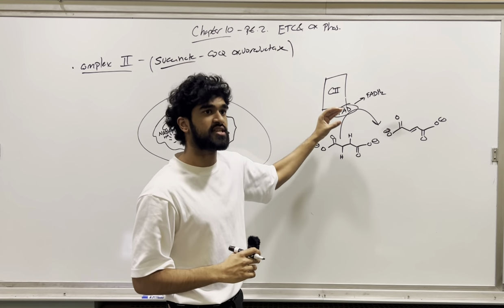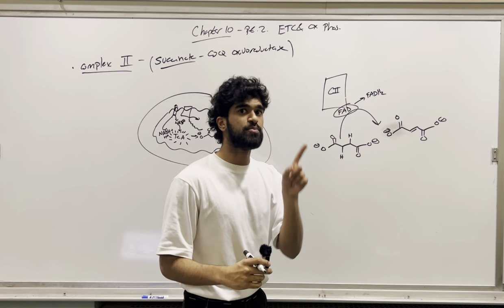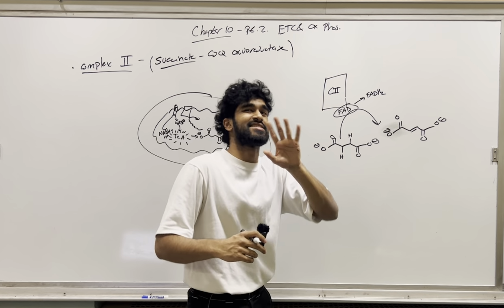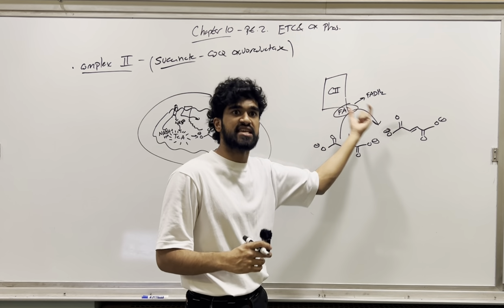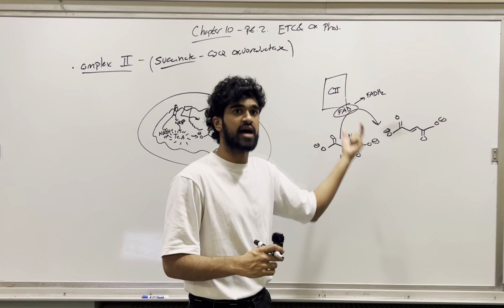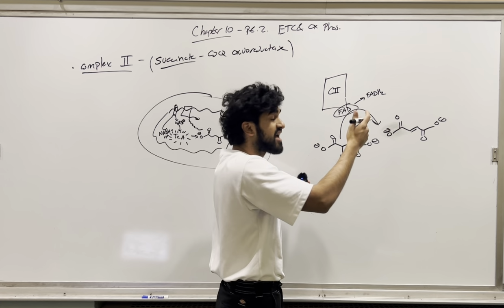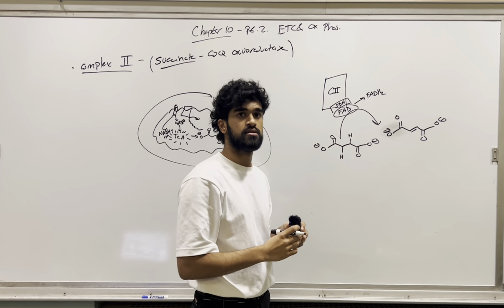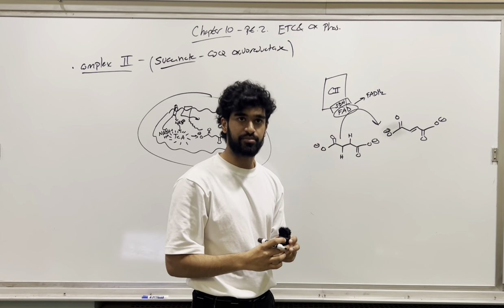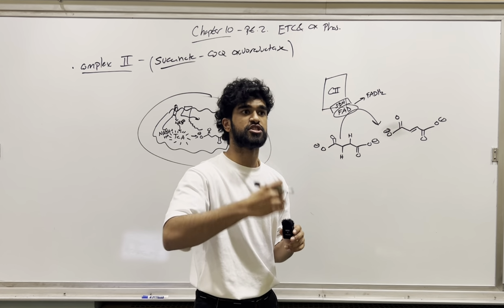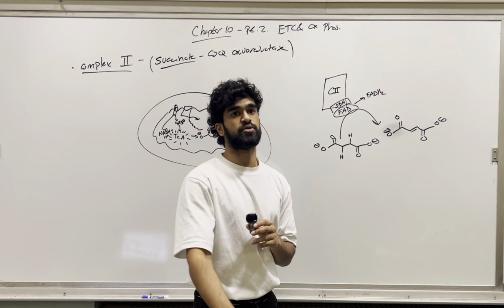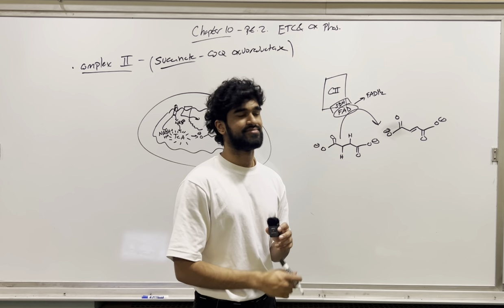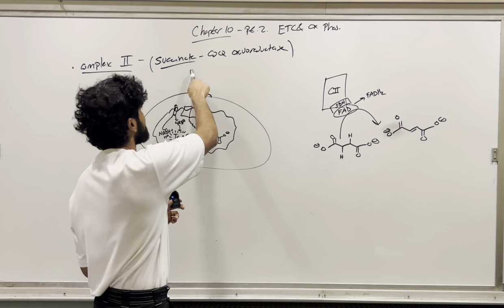So it's attached to complex 2. So much so that people say the enzyme succinate dehydrogenase is complex 2. That's not necessarily true, but succinate dehydrogenase is associated with complex 2. Complex 2 holds not only the FAD, but the FAD is part of a larger portion of a molecule called succinate dehydrogenase. And complex 2 does not produce enough energy to do what? Pump protons. It doesn't pump protons. It's a lame duck. That's why it's called succinate CoQ oxidoreductase.